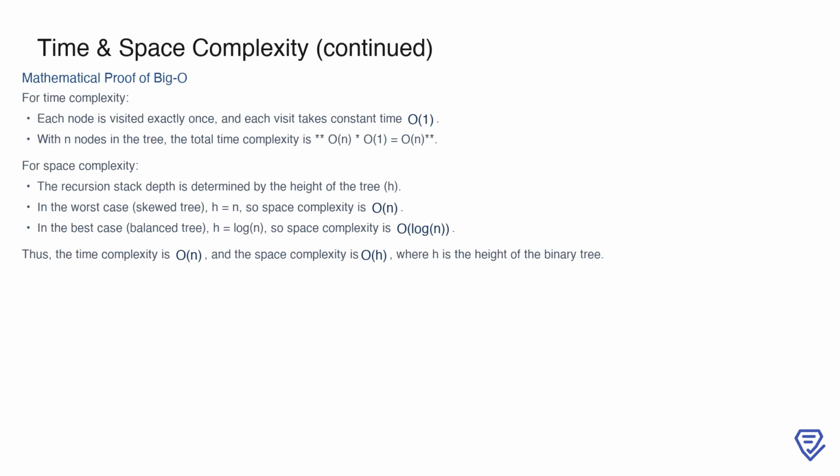Finally, let's summarize this with a mathematical proof of the time and space complexities. For time complexity, each node in the binary tree is visited exactly once, and each visit involves a constant time operation, O(1). With n nodes in the tree, the total time complexity becomes O(n) * O(1), which simplifies to O(n).